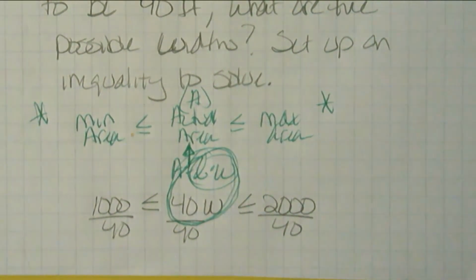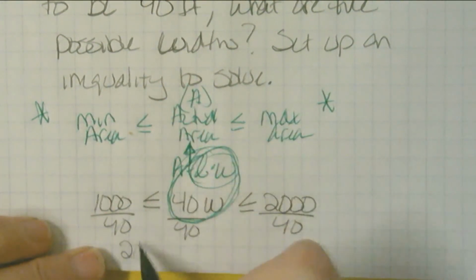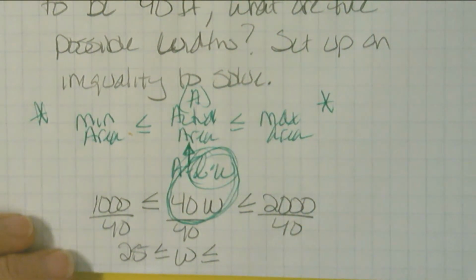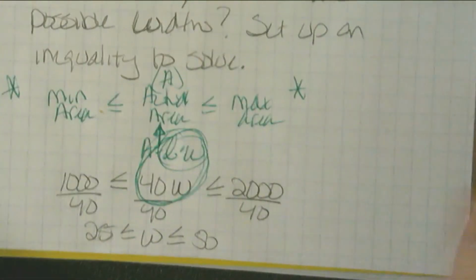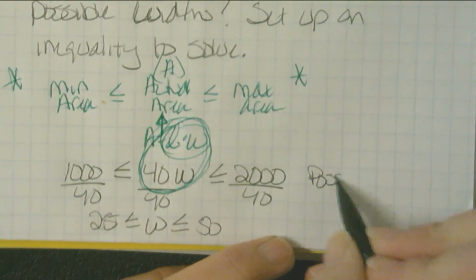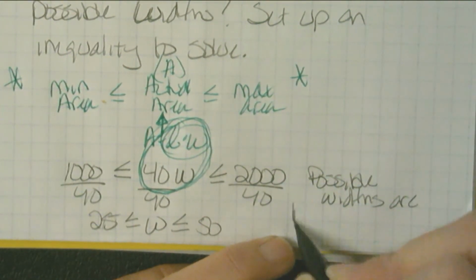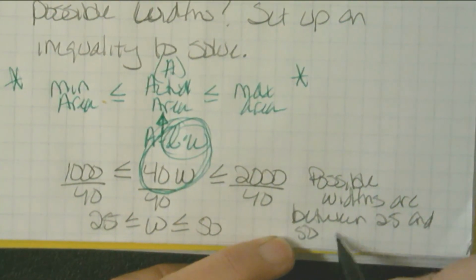All right, I'll do this math for you. So I have 1,000 divided by 40 is going to give me 25. So I have 25 is less than or equal to W, which is less than or equal to 50. All right, so my possible widths are between 25 and 50 feet.